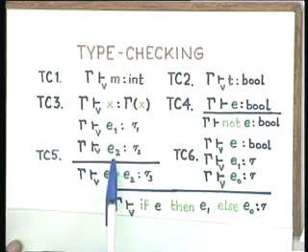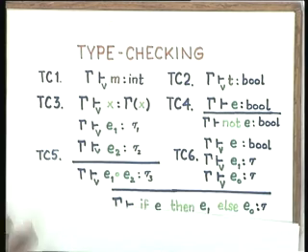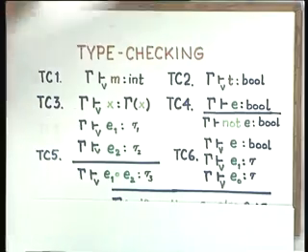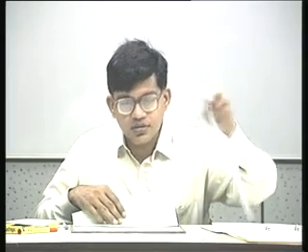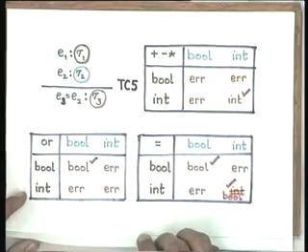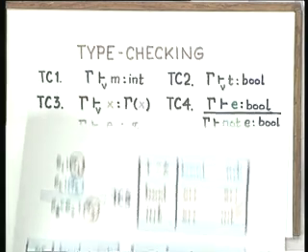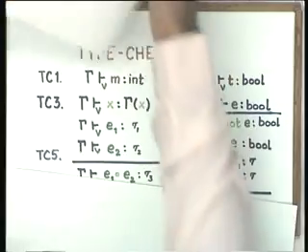E1 is of type tau 1, E2 is of type tau 2, then E1 circle E2 is of type tau 3, where of course tau 1, tau 2 and tau 3 are as defined by these tables here for integers and booleans. So, what it means is you carry forward these tables for type checking here.